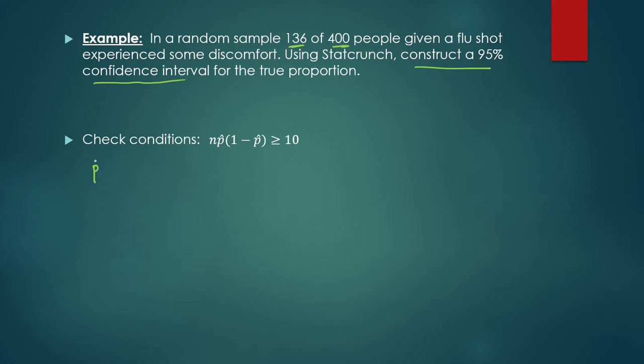P hat is equal to x divided by n, or the number of successes divided by the sample size. We have 136 for the x, and the sample size is 400. This gives us 0.340 for the p hat. N is 400.